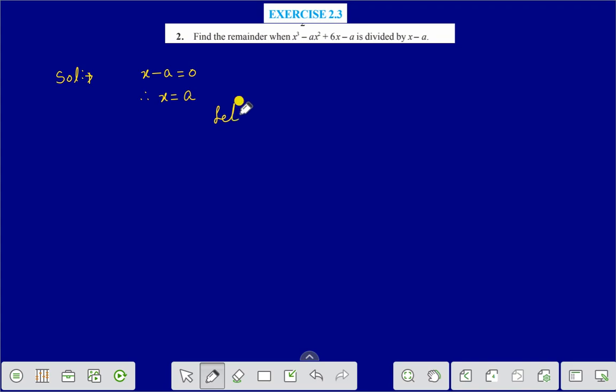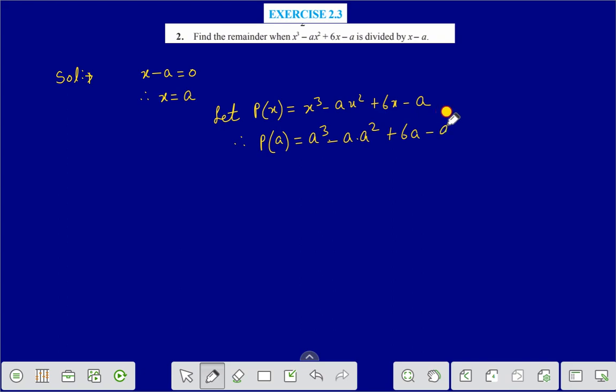We'll use here the remainder theorem. Let p(x) is equal to x cube minus ax square plus 6x minus a. Therefore, p(a) is equal to a cube minus a into a square plus 6a minus a.